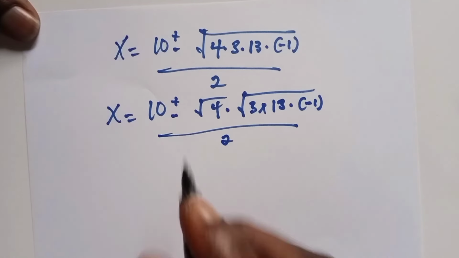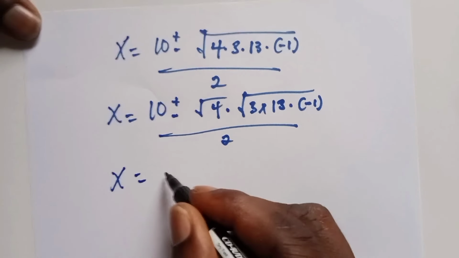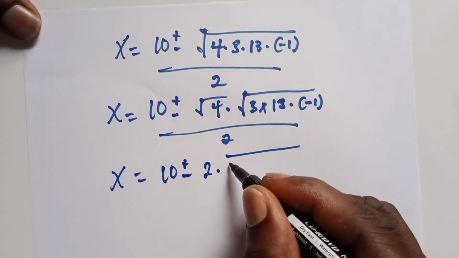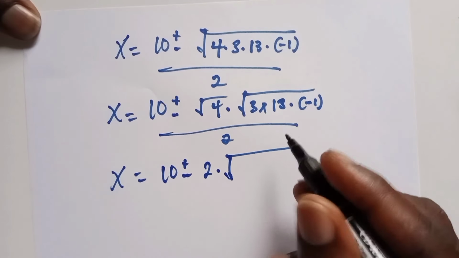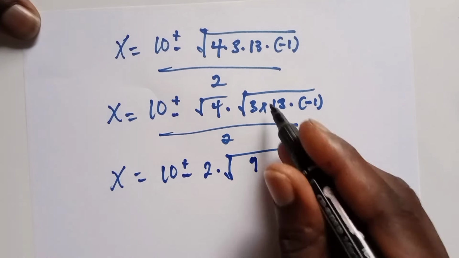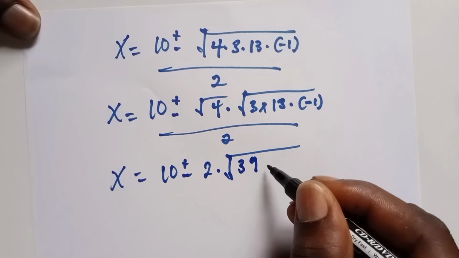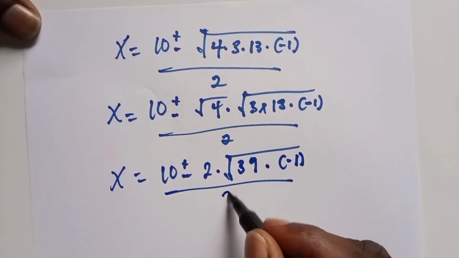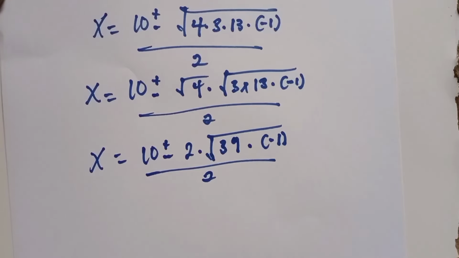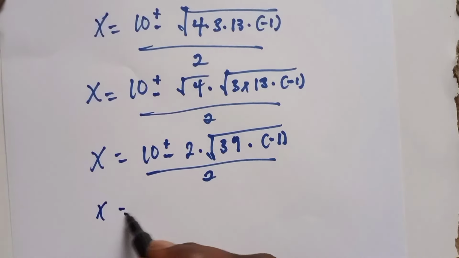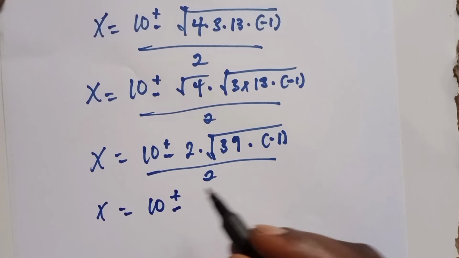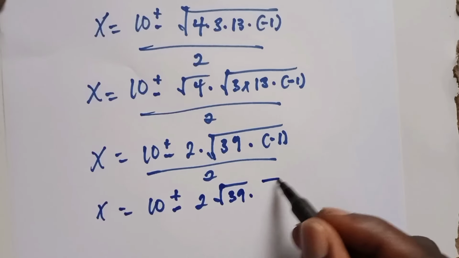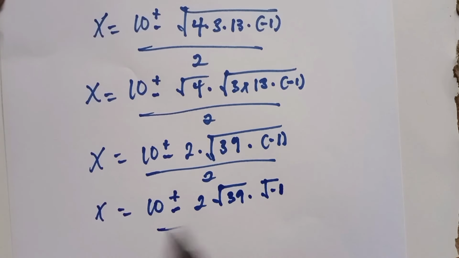So the root of 4 is 2, so we have x is equal to 10 plus or minus 2 times root of 3 times 13, which is 3 times 3 is 9, 3 times 1 is 3, minus 1, over 2. Now we can split this further into 10 plus or minus 2 root 39 times root minus 1, over 2.